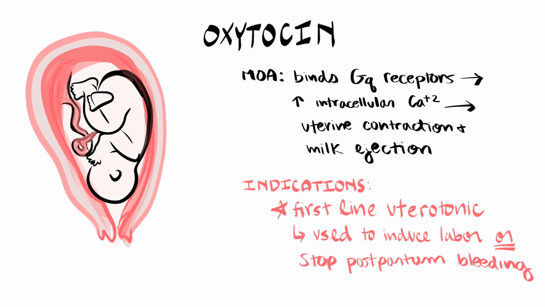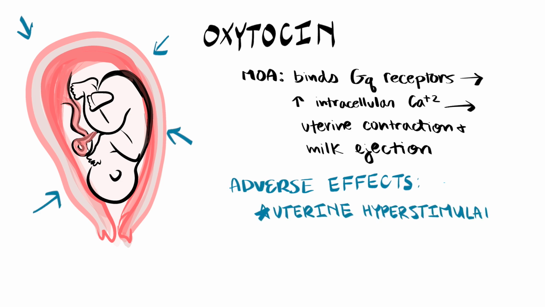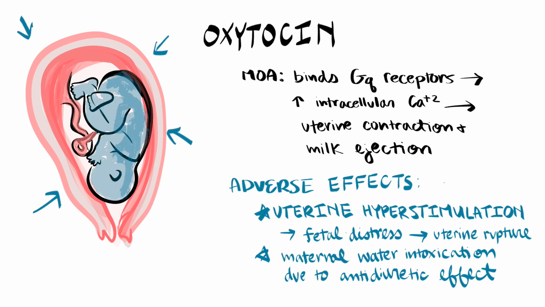The side effects that you really need to watch out for and might be asked about on an exam are uterine tachysystole, which is when the uterus clamps down too many times too quickly, and this can cause fetal distress. You can also get hyponatremia in the mom due to the ADH-like activity of oxytocin. And the key thing that you really should remember is that oxytocin is first line for postpartum hemorrhage after delivery.